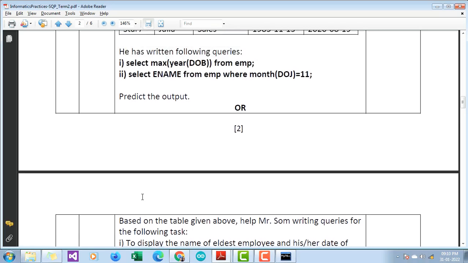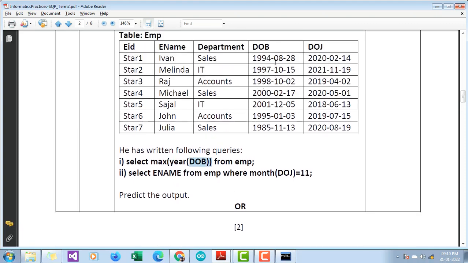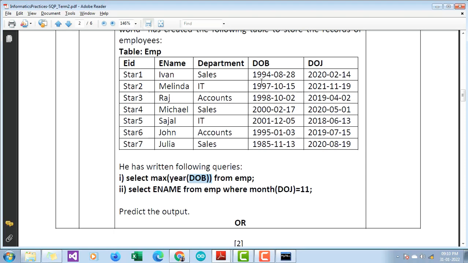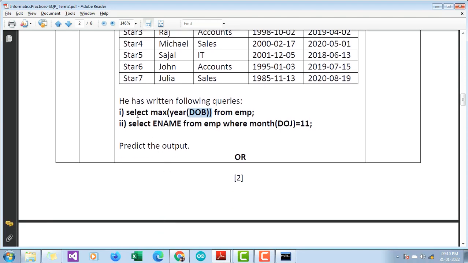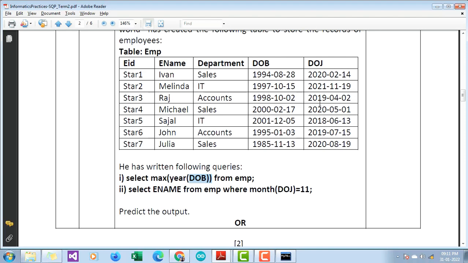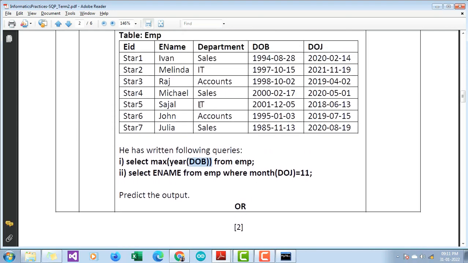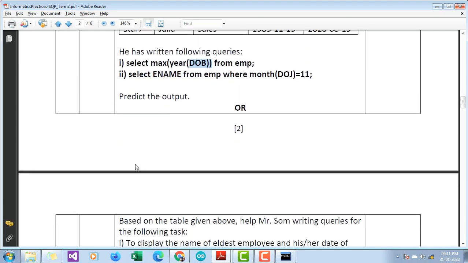So how are we going to do it? If we write select max(year(DOB)) from EMP, we get the maximum year. If we write max DOB, you will get the maximum DOB. If you write min DOB, you will get the minimum DOB. Similarly in the case of DOJ also. So the first part of the query will be select min DOB from EMP, and then the name of the eldest employee and the date of birth, that is the DOB column only. So you will write a query somewhat like this.